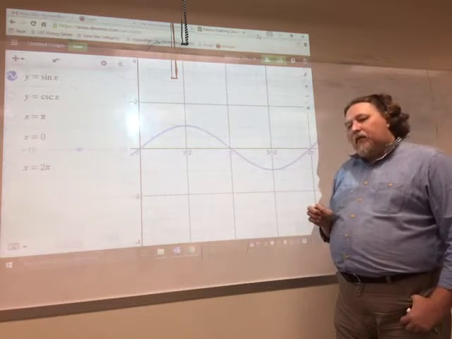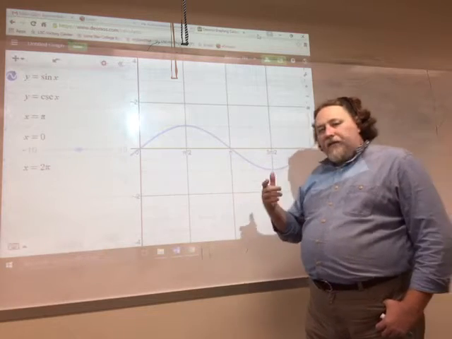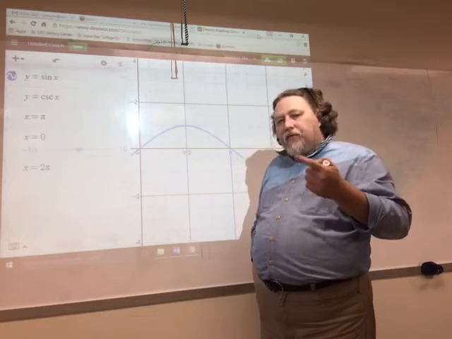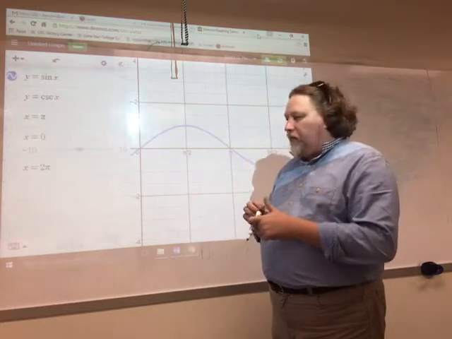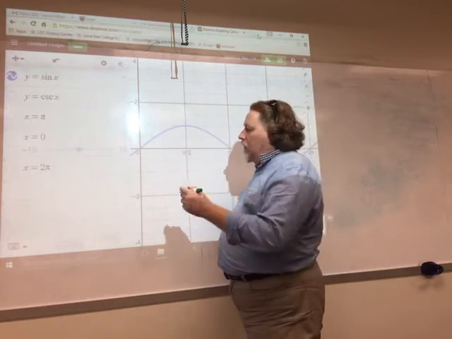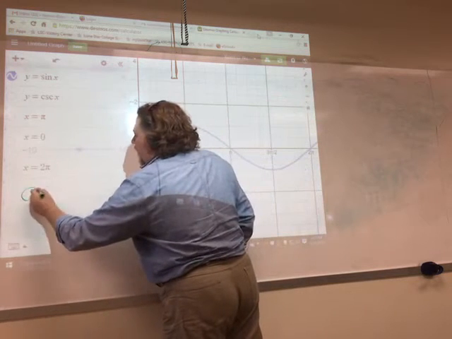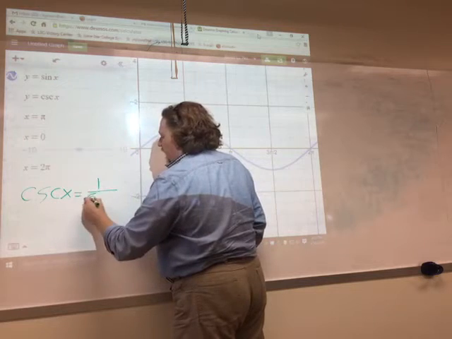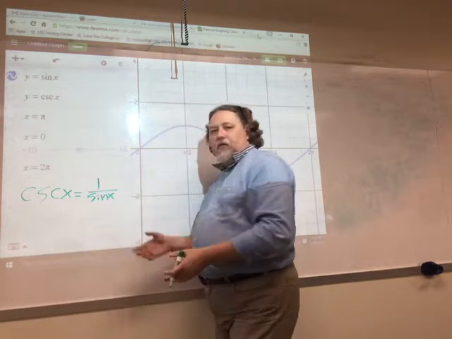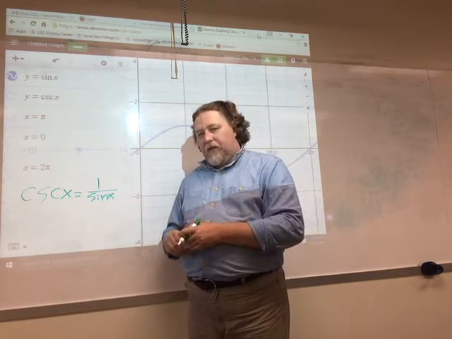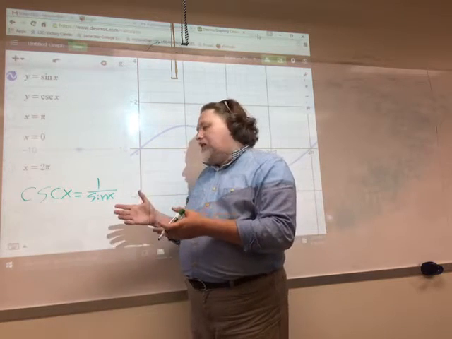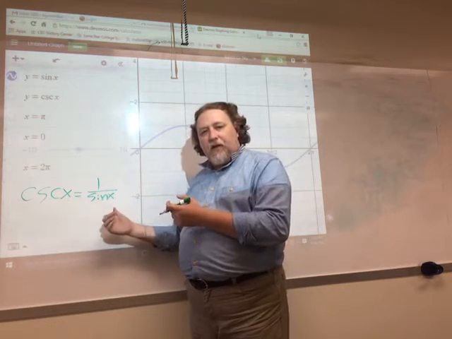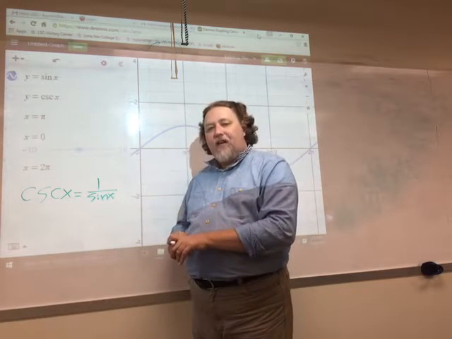And what I'd like to do is look at a graph that's very related to sine, which is cosecant. Now remember from when you studied the unit circle and the 6 trig functions, you know that cosecant of an angle is 1 divided by the sine of that angle. So they are reciprocals. Now what that means is that the graph of cosecant is going to have to be very closely related to the graph of sine.